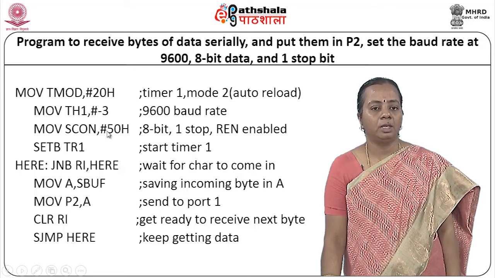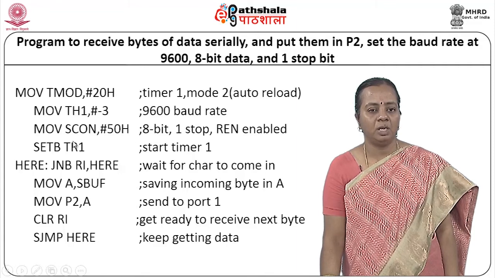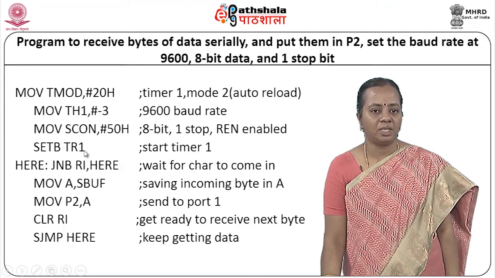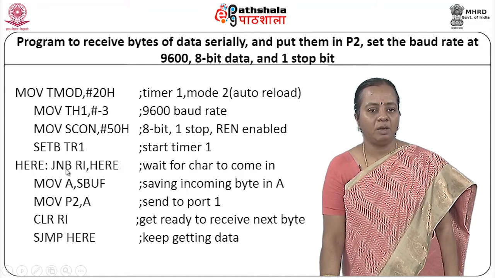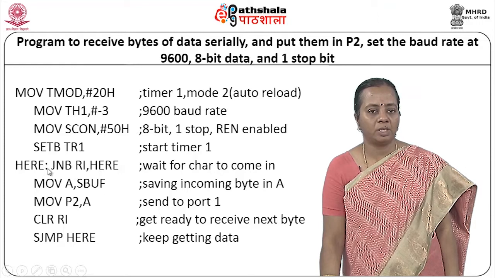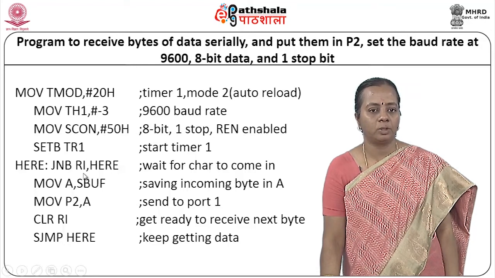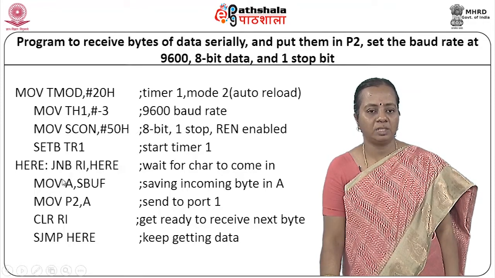MOV SCON, #50H, which sets the serial communication control register to enable serial communication. Now SETB TR1. We have started the timer so that the serial communication starts. Here JNB RI, here: we will be looking at the RI value till we get a 1, and it loops over here. Jump if no bit of RI, you keep looping here. Once I get RI equal to 1, the jump fails and I come down.